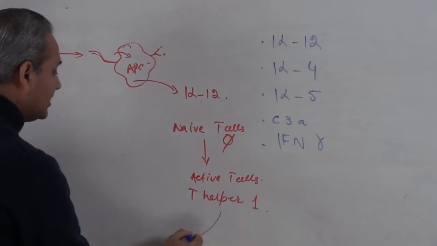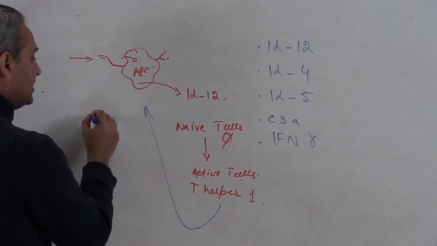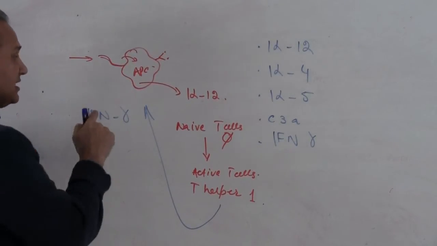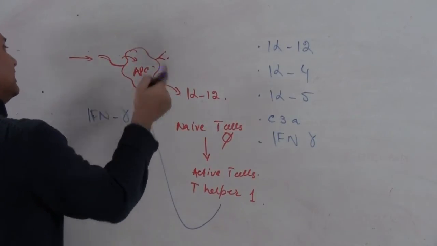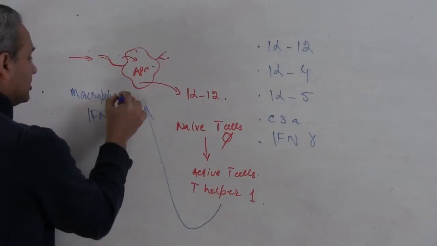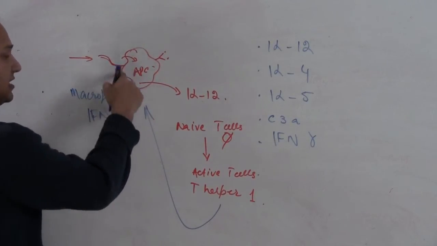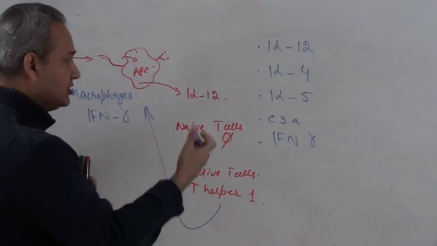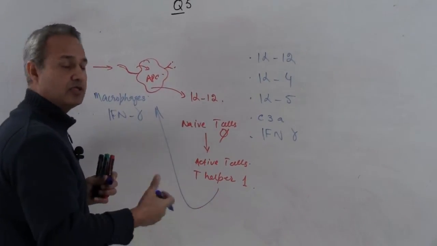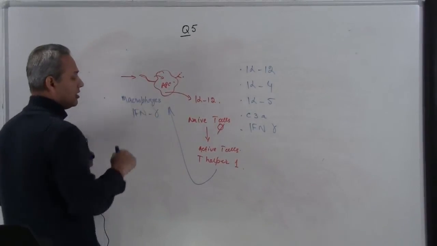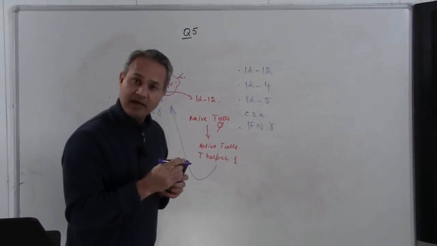Helper T cells in return release interferon gamma. This interferon gamma in turn acts on the macrophages. This antigen presenting cell could or could not be a macrophage. This could be other APCs, or this could be a macrophage. So let's say in our example this is a macrophage. So interferon gamma in turn causes the activation of the macrophage.